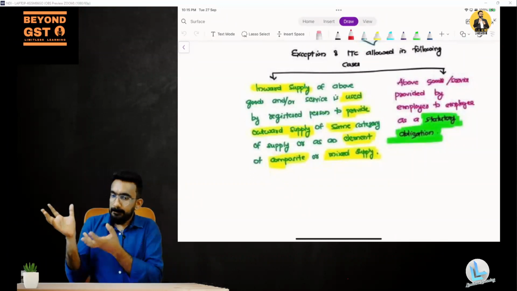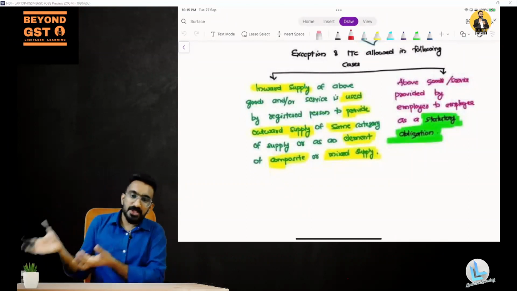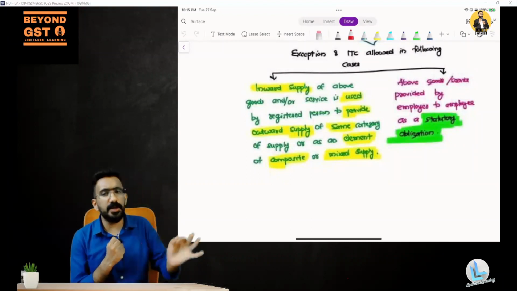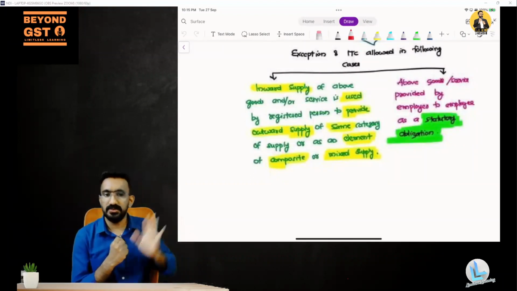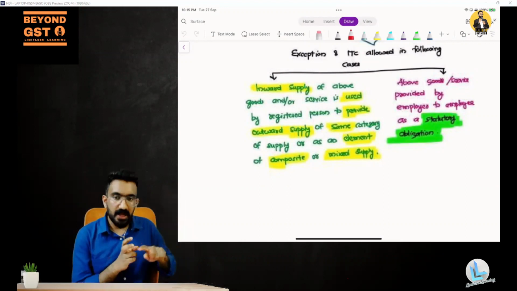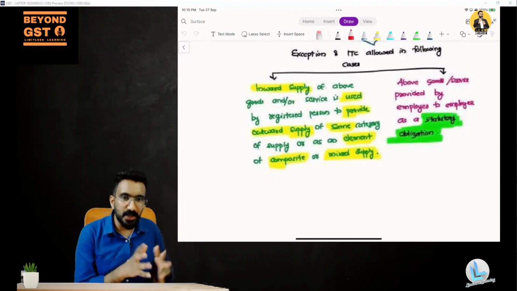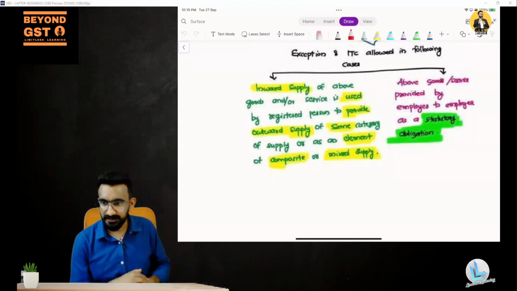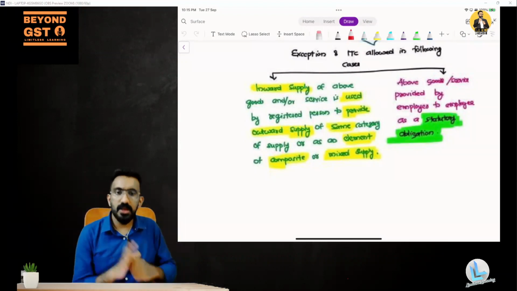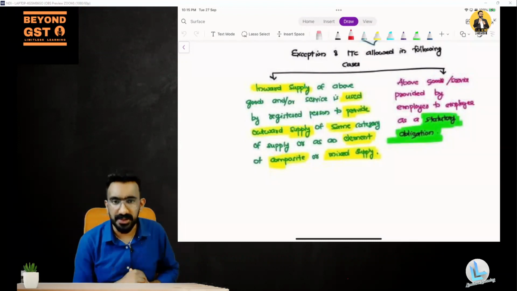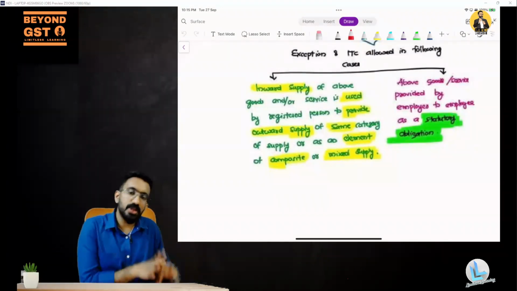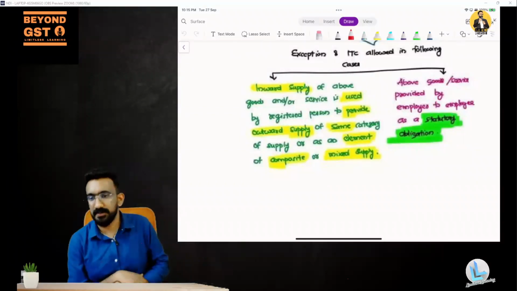Now, the Beach Bay International purchases a biryani and gives it to everybody who's staying in the hotel, which means their accommodation service has biryani also included in it. So it's a composite supply of food and accommodation. Then also Beach Bay International can take the credit of it because they have made an inward supply to provide outward supply as such or as a part of a composite supply or mixed supply.